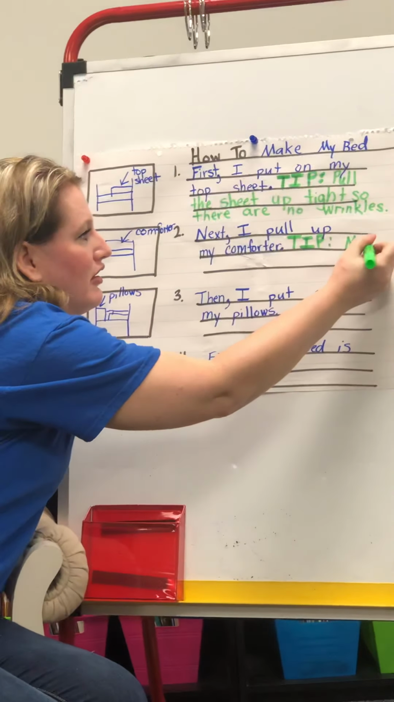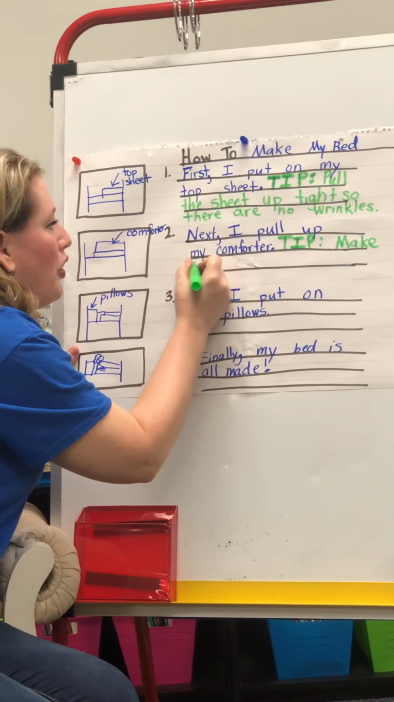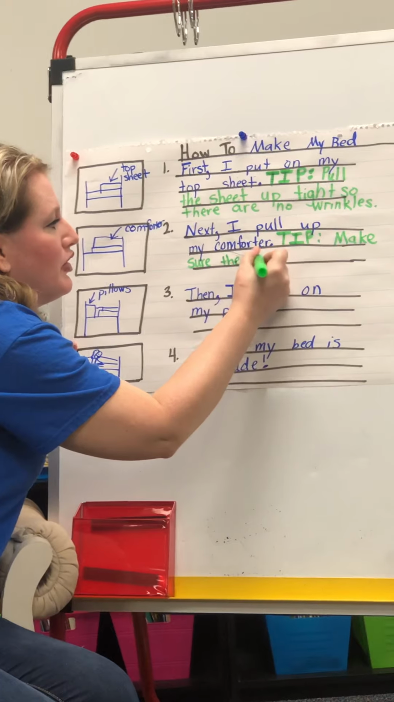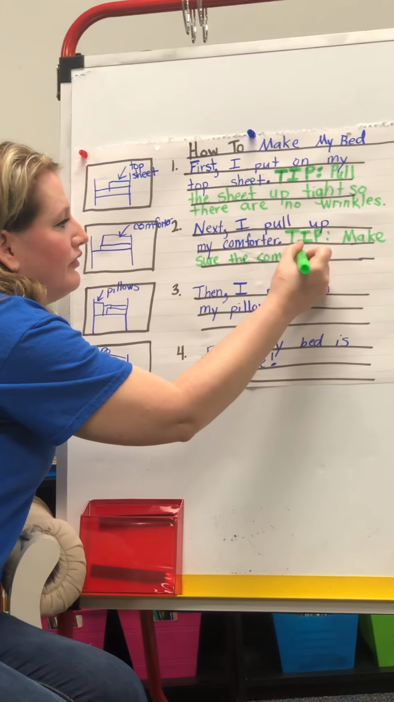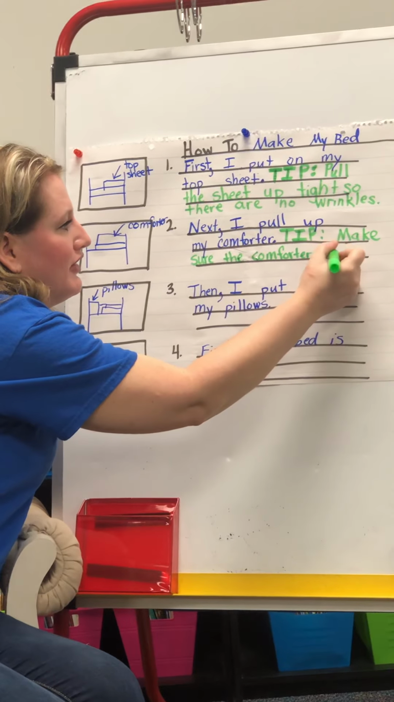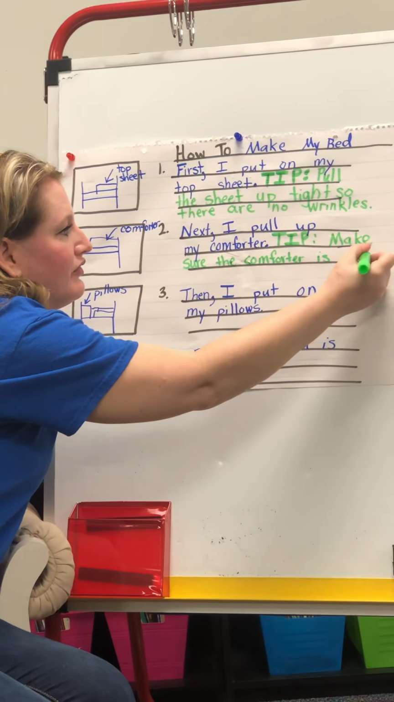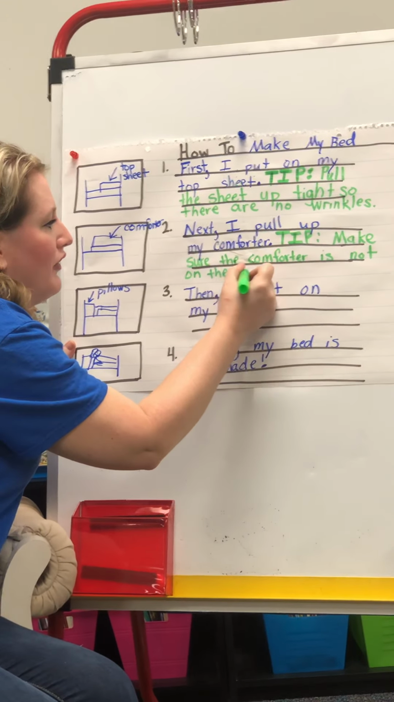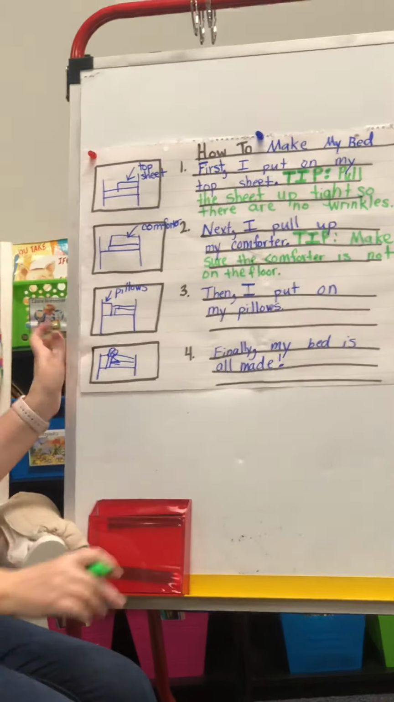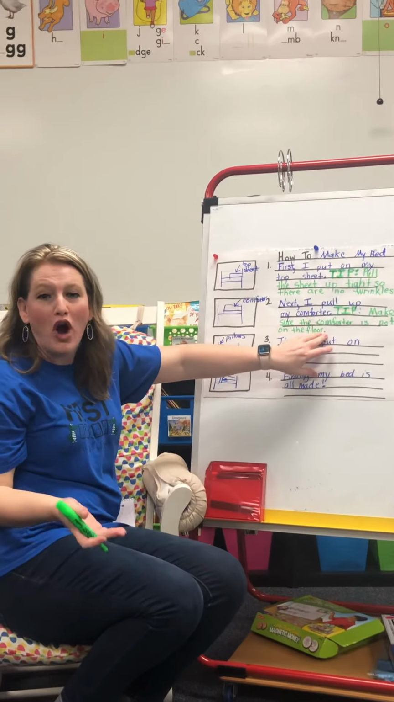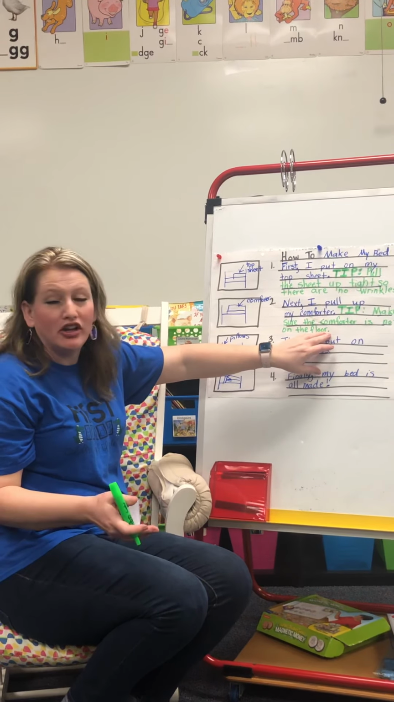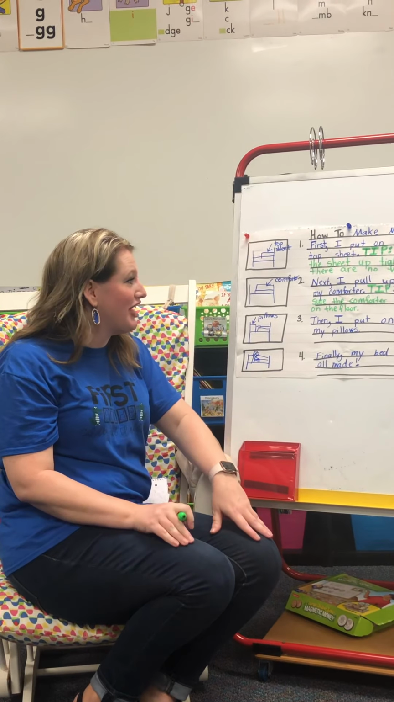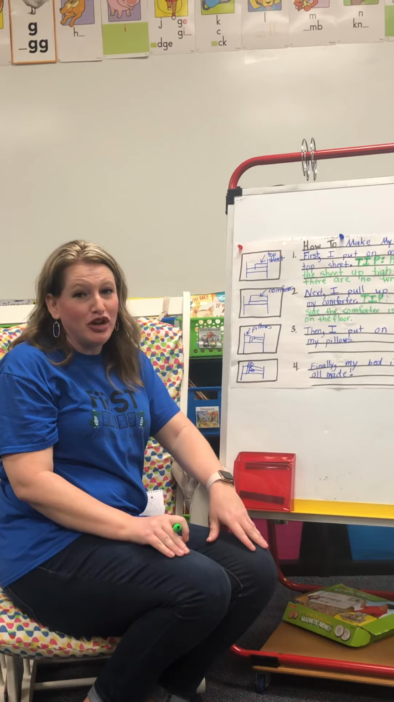Make sure the comforter is not on the floor. Now I'm going to add detail because I want to explain why you don't want it on the floor. So you don't want it on the floor so you won't trip. So I'm going to kind of write an exclamation sentence, and I'm going to say, that way you don't trip.